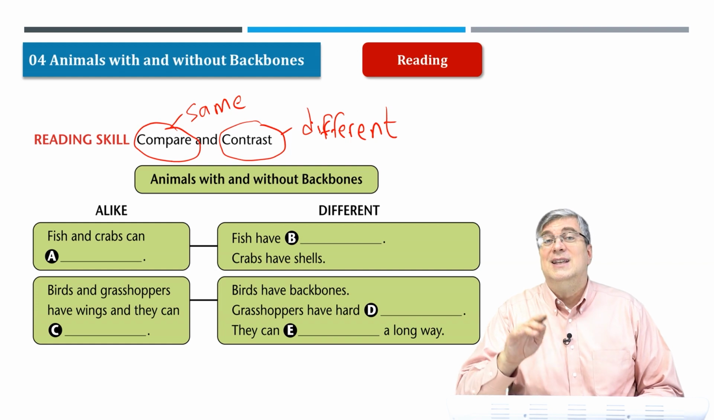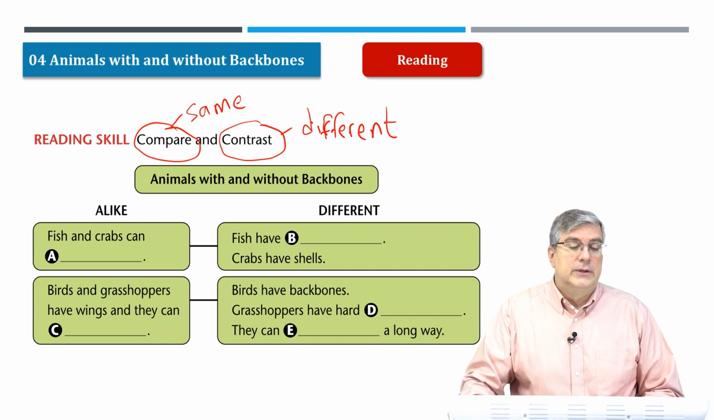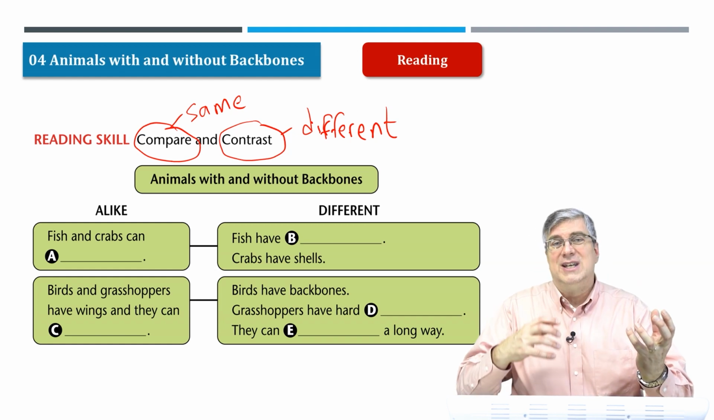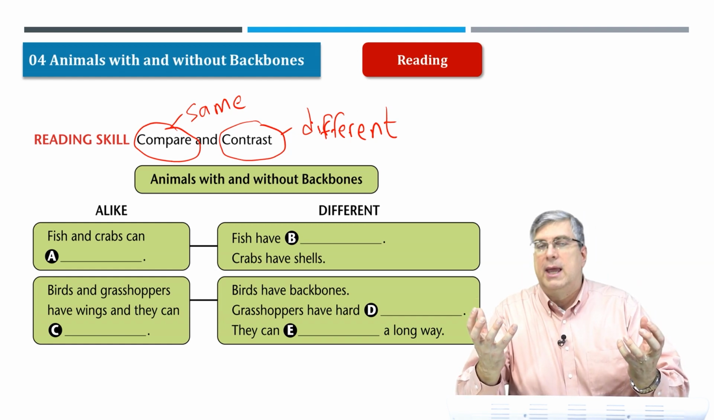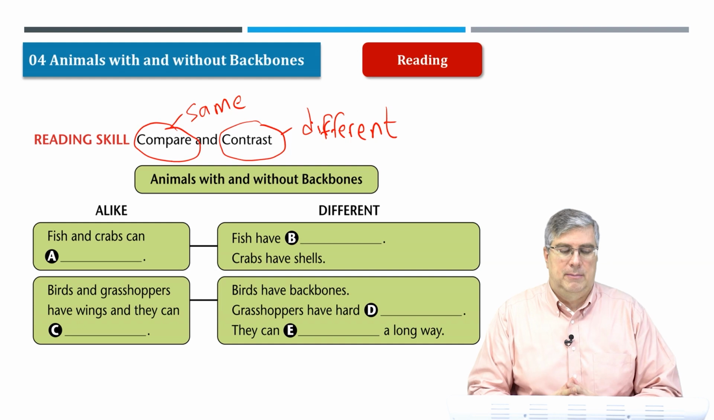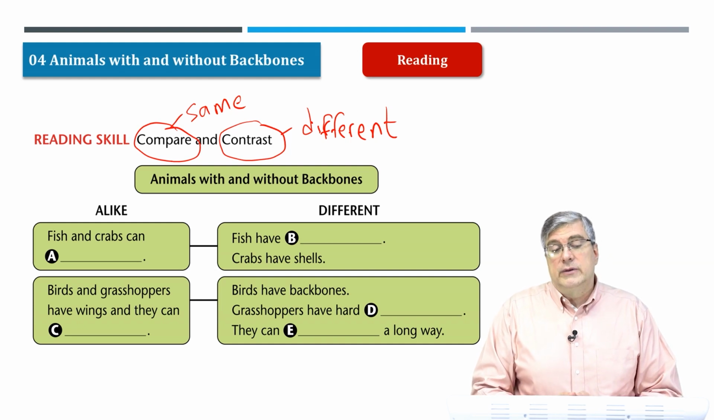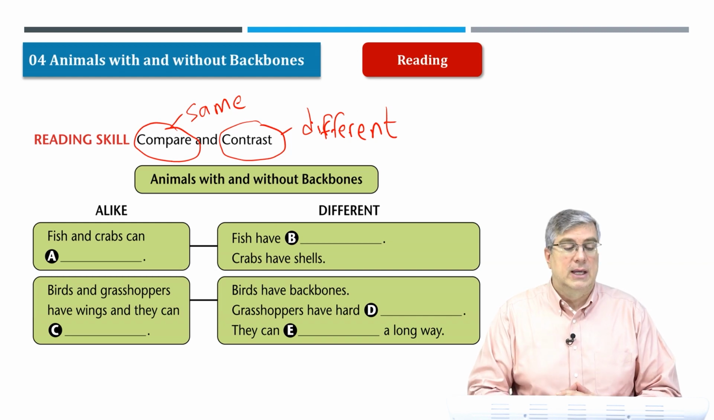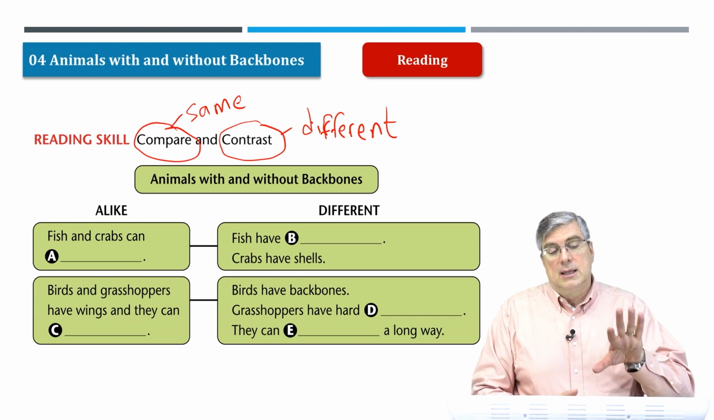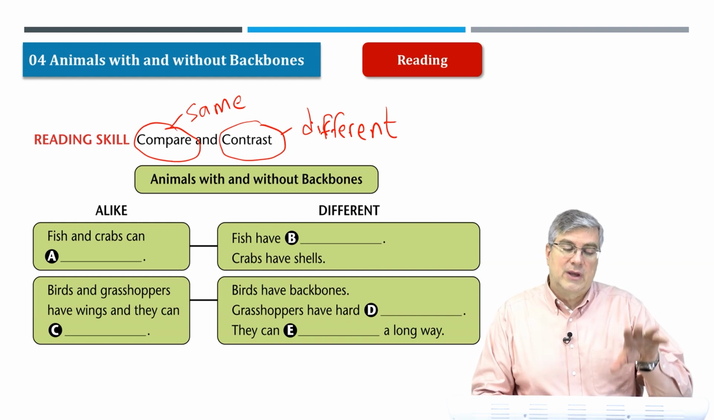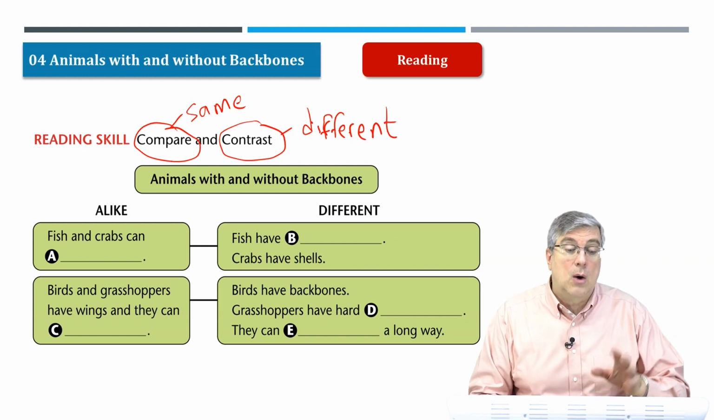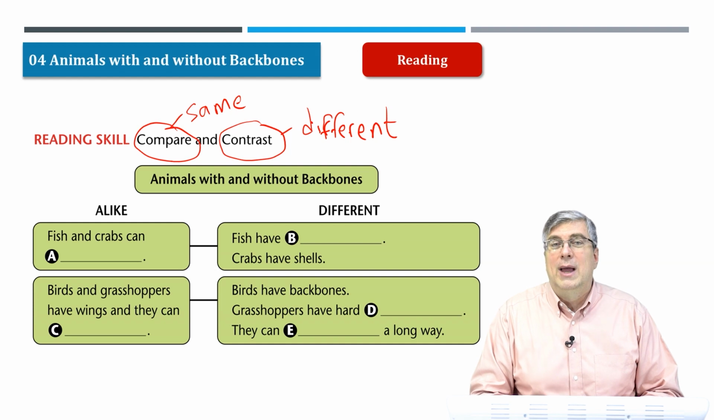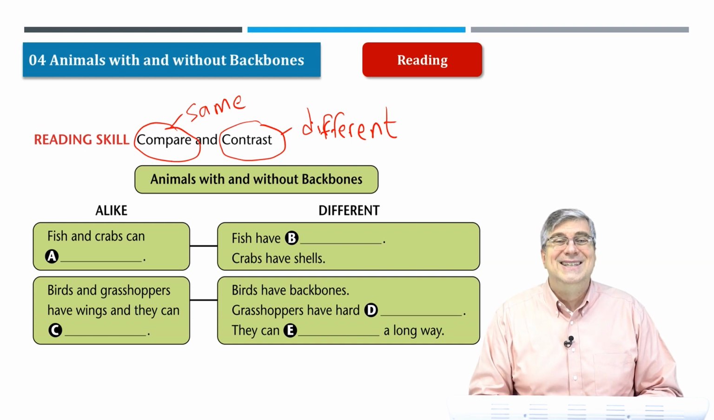How are things different? Okay, so we can see animals that have backbones are different from animals that don't have backbones. So we can also say that some of them are alike, or we can compare some things. For example, on the left-hand side, we can see how some animals are alike. How are they the same? On the right-hand side, we can see how some animals are different.